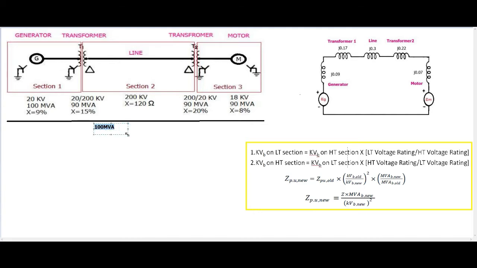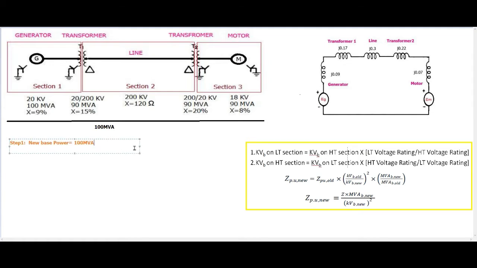Then we have to find out the base voltage for each section. First, step 1: we have found the new base power, which is equal to 100 MVA. So this is step 1. We have found this one.